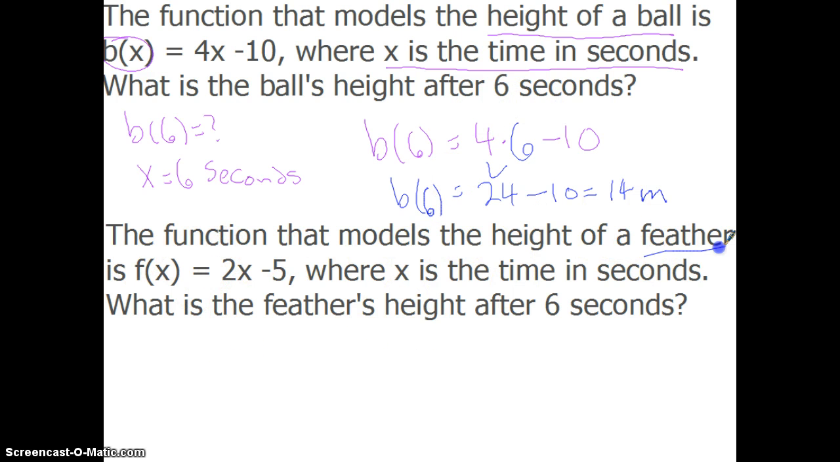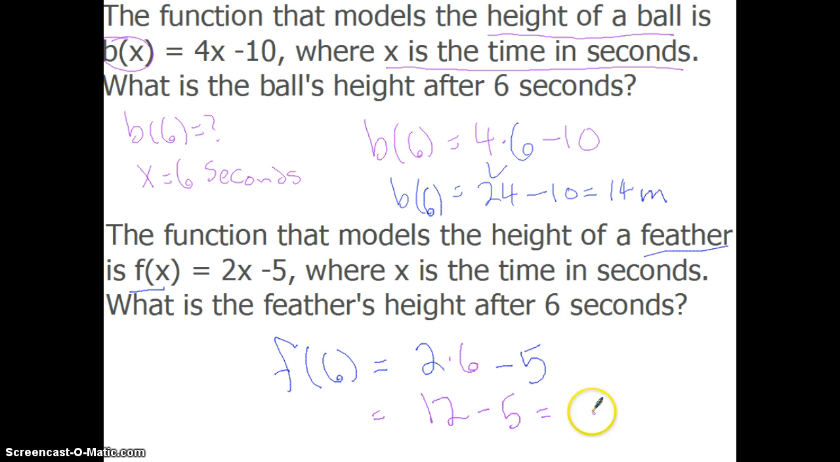And the function that models the height of a feather. Okay, well, now I'm dealing with a feather, and that's why it's f of x. And x is still the time in seconds, and it still wants me to know the feather's height after 6 seconds. So that's f of 6. I'm going to take 2 times x minus 5, and in 2 times x, I'm going to replace the x with the number 6. So instead of 2 times x, it's going to be 2 times 6. 2 times 6 is 12, and 12 minus 5 is 7.